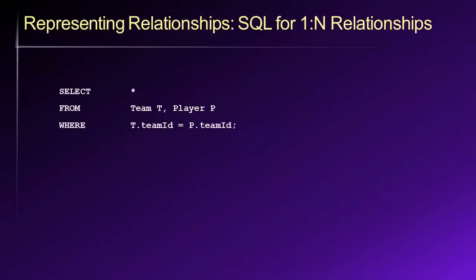Just as with one-to-one binary relationships, writing SQL queries to join two tables which are involved in a one-to-many binary relationship is quite simple. In this example, we are performing the join in the where clause, but we could just as easily perform the join in the from clause by using the join keyword.